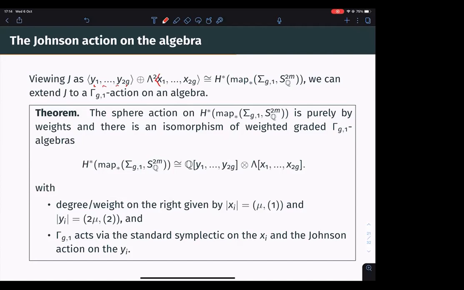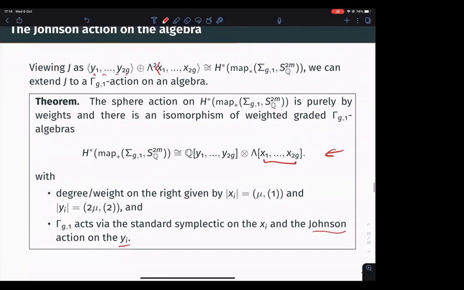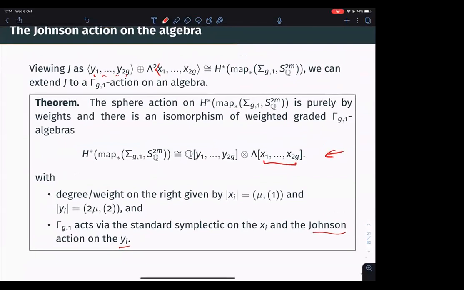This is sort of just a computation, essentially, this theorem, that the action on the right-hand side here is given by the symplectic action on the Xi's and the Johnson action on the Yi's, where the Johnson action is just expanding to an algebra the Johnson representation. Does this make sense? Because I think I'm done with this part. No? Yes? Okay, cool.